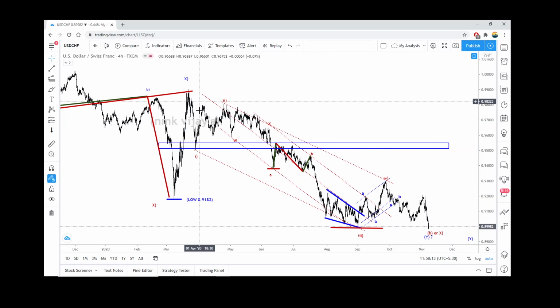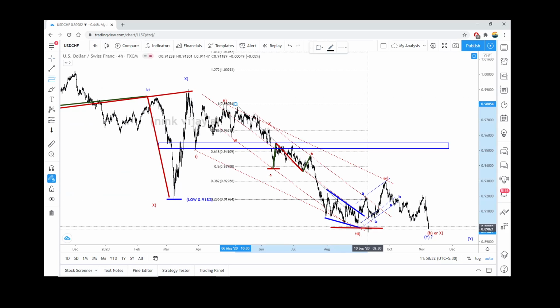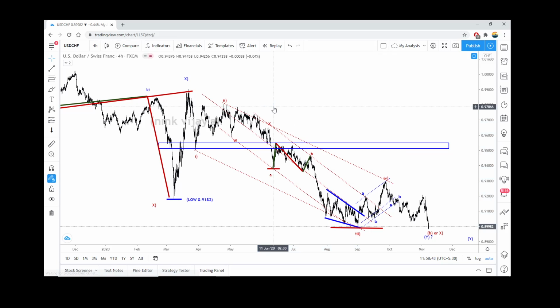So ABC is a 1, ABC is a 2. So ABC is a W, and here is the X. Again A, B is a running flat, C is a wedge formation that ends here. So this is the end of the third wave, and perfectly as per our Elliott waves, from the second wave to the third wave, the third wave length, the fourth wave did exactly the 38.2 retracement, and this is in the channel now here.